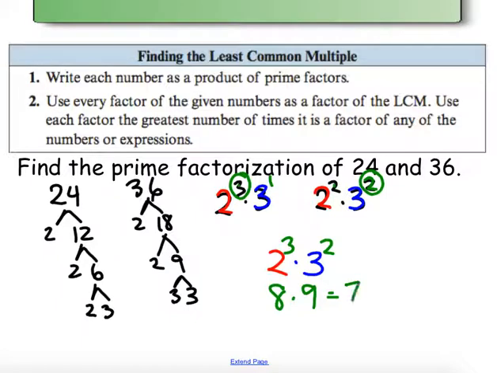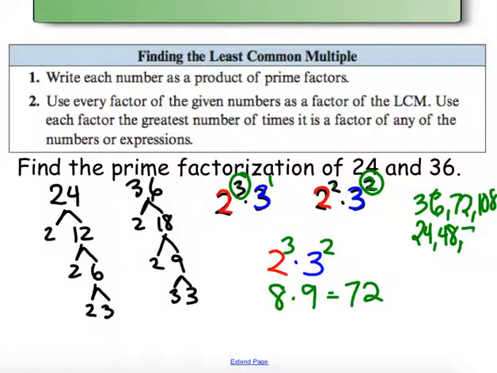multiple is 72. And you can imagine, yes, if we were to list out the multiples of 36, we would get 36, 72, let's see, 108, and so on. And for 24, we would get 24, 48, let's see, we would get 96, and so on. And you see that 72 is common.